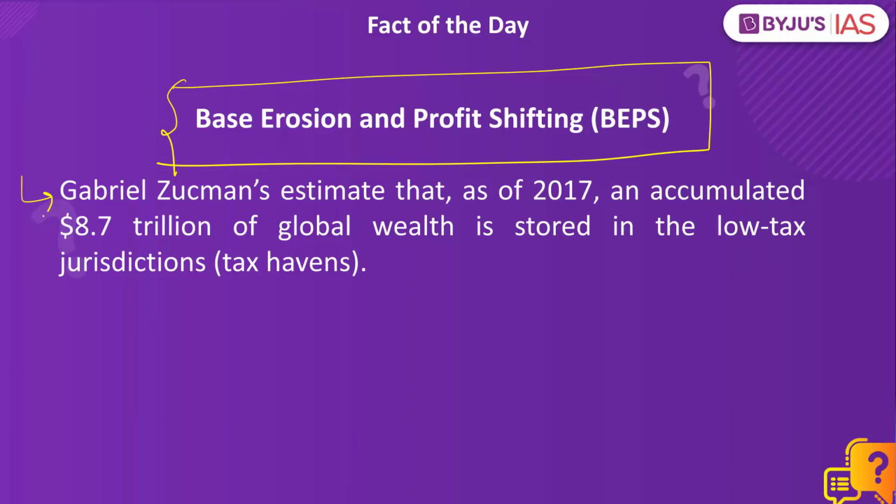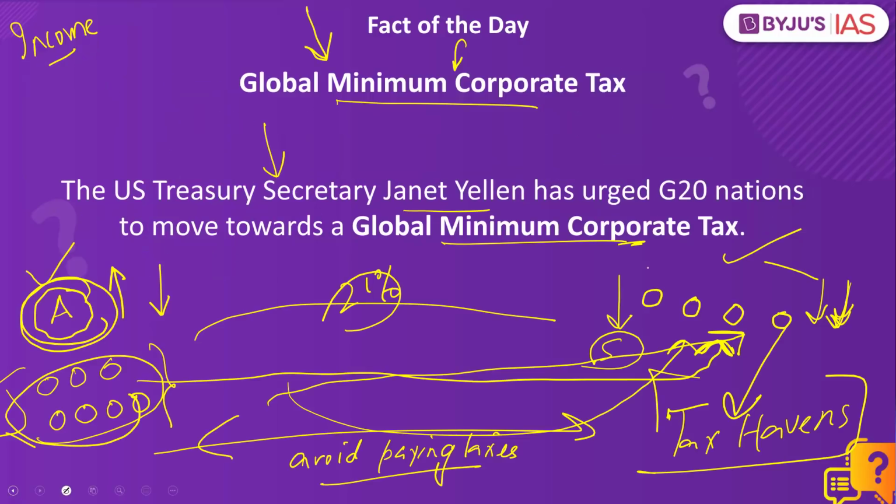Gabriel Zucman, an economist who also lent his weight behind imposition of wealth tax in the United States of America, says that as of 2017, close to $8.7 trillion of global wealth is stored where? In these low tax jurisdictions, what we call tax havens. So this is the proposal, global minimum corporate tax.